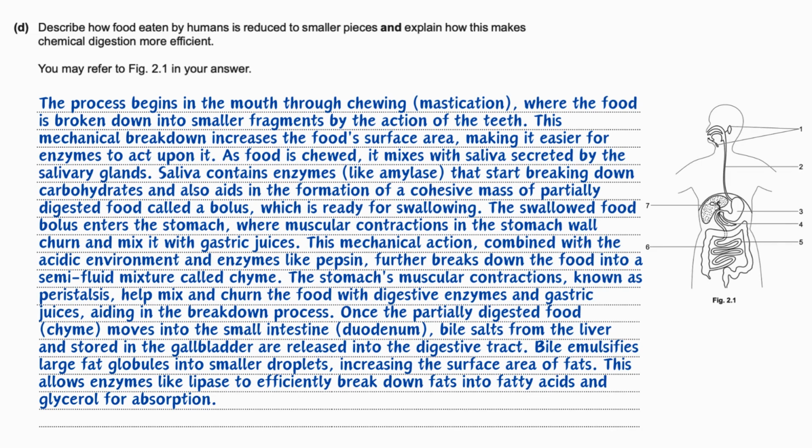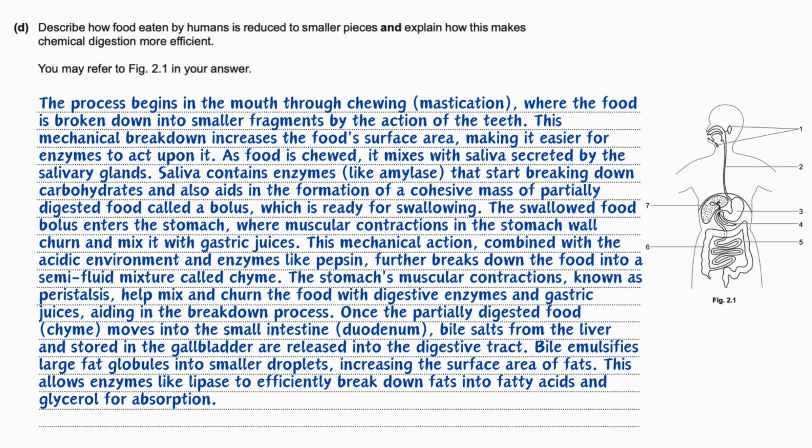This mechanical breakdown increases the food's surface area, making it easier for enzymes to act upon it. As food is chewed, it mixes with saliva secreted by the salivary glands. Saliva contains enzymes like amylase that start breaking down carbohydrates and also aids in the formation of a cohesive mass of partially digested food called a bolus, which is ready for swallowing.